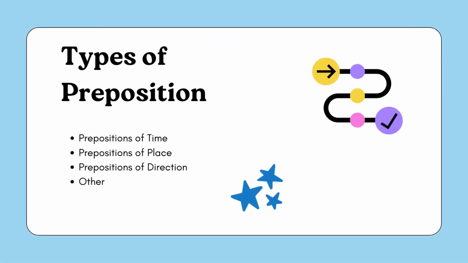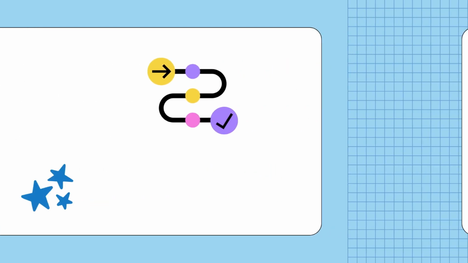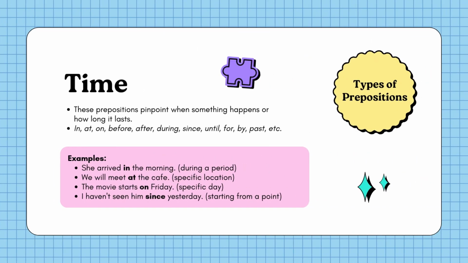Prepositions are often grouped into different types depending on the relationship they express. These types help us better understand how prepositions function in sentences. First, we have prepositions of time. They tell us when something happens.